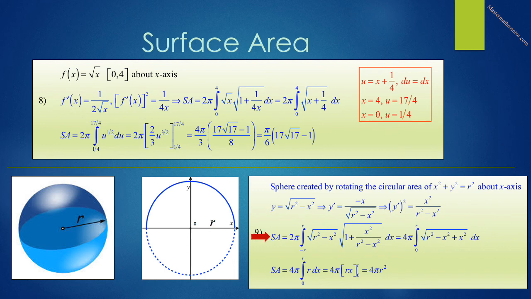Now, using our formula, the surface area is equal to 2 pi integral from negative r to r of the square root of r squared minus x squared times the square root of 1 plus x squared over r squared minus x squared dx. In the next step, we do two things. Instead of integrating from negative r to r, we can integrate from 0 to r and double our results. And realizing that the square root of a times the square root of b is equal to the square root of ab, we end up getting 4 pi integral from 0 to r of the square root of r squared minus x squared plus x squared.